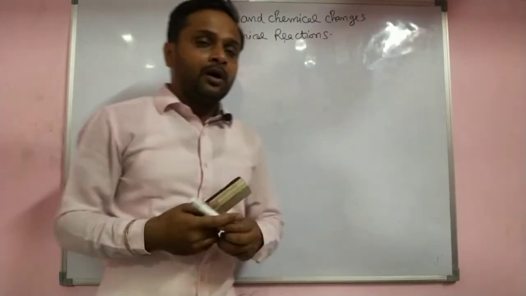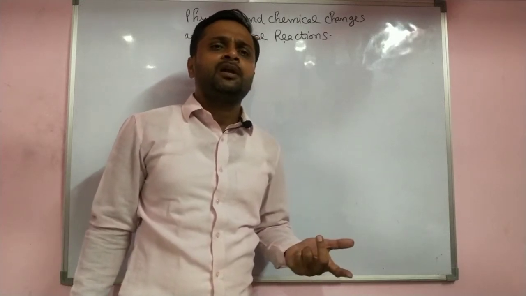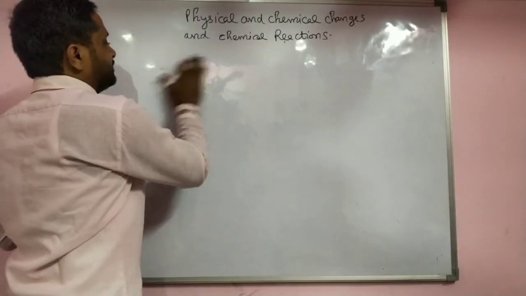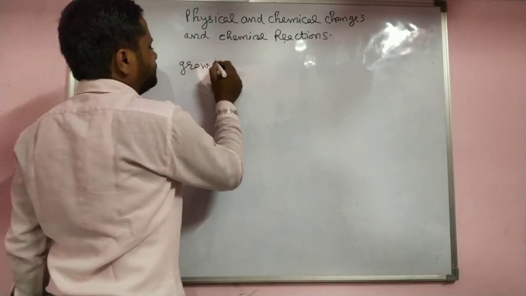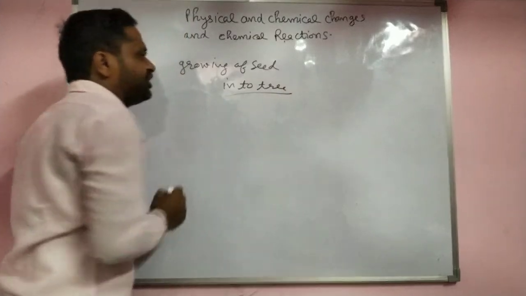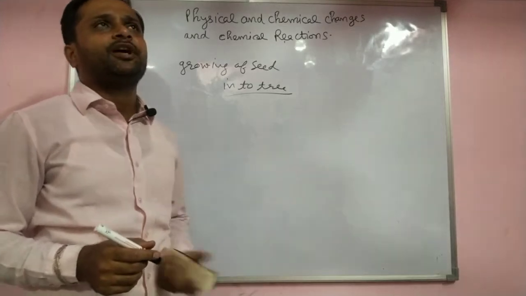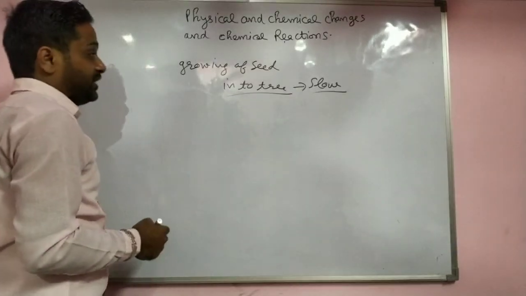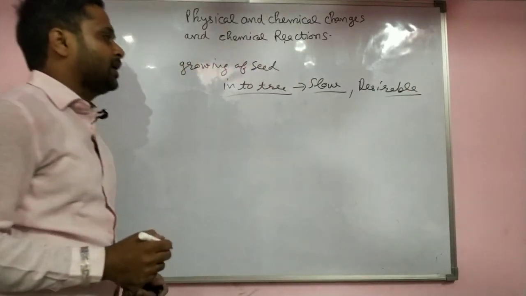Now we discuss some different types of physical and chemical change, some other types of changes also: reversible, irreversible, periodic, non-periodic. For example, first of all, growing of a seed into a tree. Is this a physical change or chemical change? Students, desirable, undesirable, periodic, non-periodic, slow, fast. This was a slow change also. It takes a lot of time. It is also a desirable change.